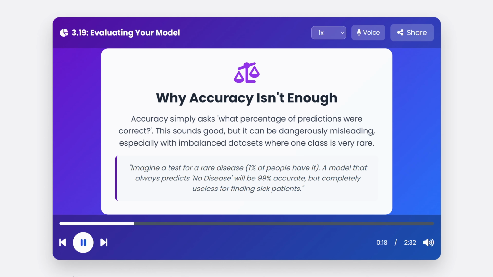The most intuitive metric is accuracy. What percentage of predictions did the model get right? But accuracy can be a trap. It's especially misleading when you have an imbalanced dataset. For example, if you're trying to detect credit card fraud, which is very rare, a model that predicts no fraud every single time could be 99.9% accurate, but it would be completely useless.